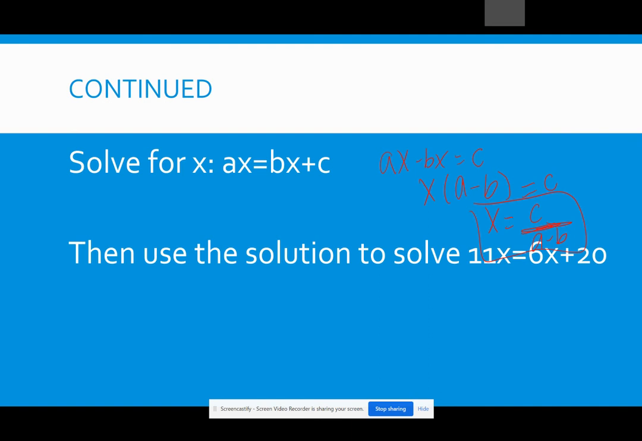Now I'm going to use this to solve 11x equals 6x plus 20. So my c is the 20 from our equation up above, over my a is 11 because it's in the a spot, minus my b, which is 6. So we get 20 divided by 5, which gives me x equals 4. Once again, you could have solved that normally, but on the quiz, I need to see that you're able to plug in and you know which ones go with which.